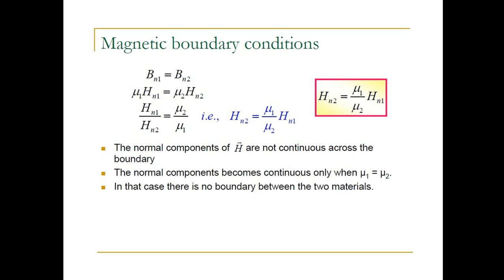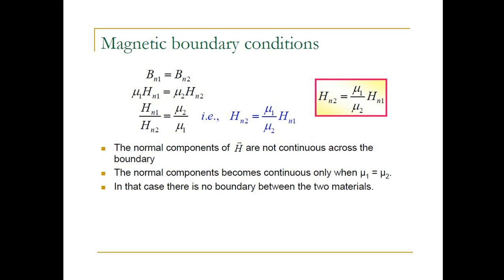Right? So the normal components become continuous only when mu1 is equal to mu2. That will happen only when the medium is basically one medium, so there is no boundary between the two materials. So if the medium is different, the magnetic field strength is not continuous in the boundary region, but the magnetic flux density is continuous in the boundary region.